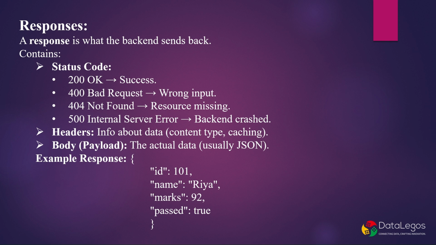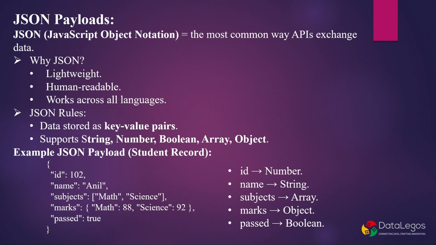JSON payloads. Most APIs today use JSON, JavaScript Object Notation, to exchange data. JSON is popular because it's lightweight, easy to read, and works across all programming languages. JSON data is stored as key-value pairs and supports strings: name, Anil. Numbers: ID, 102. Booleans: passed, true. Arrays: subjects, math, science. Objects: marks, math, 88, science, 92.